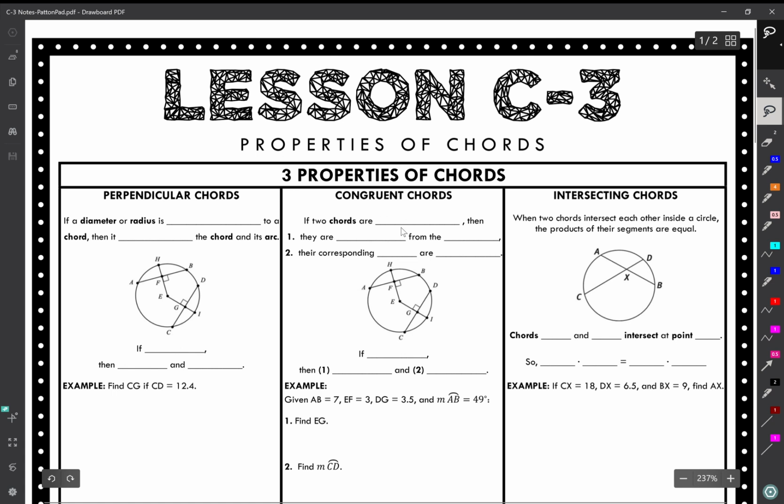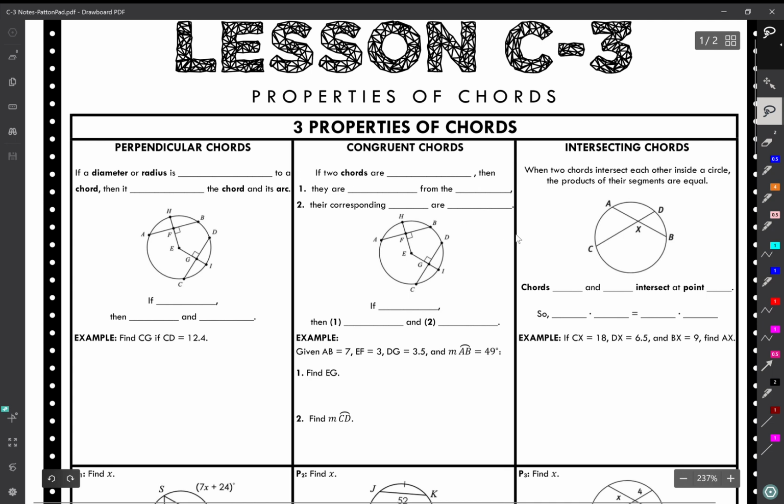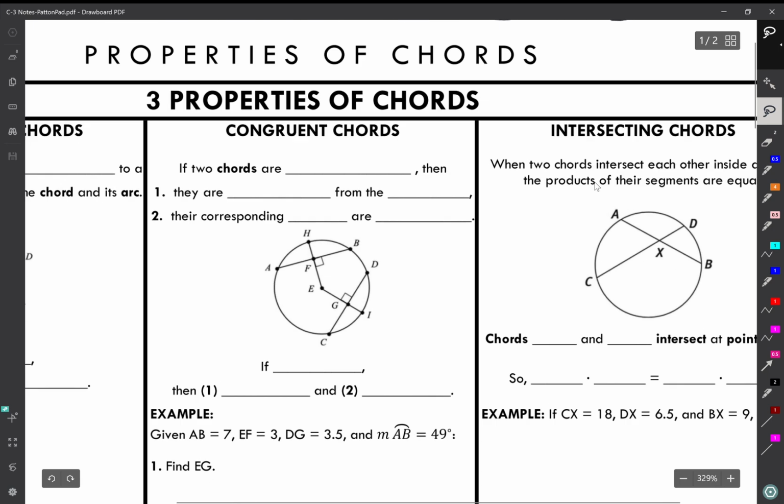Okay, in this video we will be talking about lesson C-3, which is titled Properties of Chords. So basically we'll be talking about chords today and their different properties and what we can do with them, okay? So we have three properties of chords we'll be dealing with: perpendicular chords, congruent chords, and then intersecting chords.